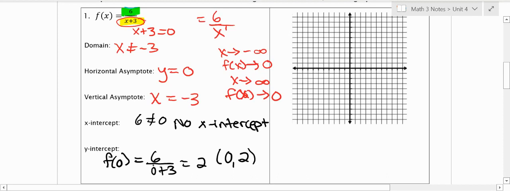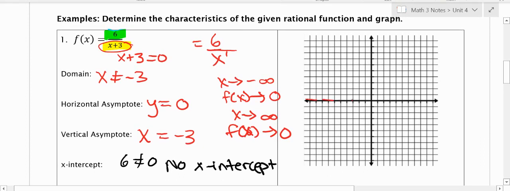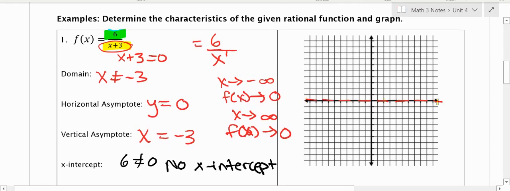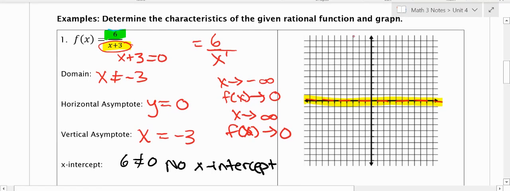Now we have all of these components, and we're going to use them to graph. When we do our graph, make it nice and big, the first thing we're going to do is sketch our asymptotes. I have one at y equals 0, so I'm going to sketch a horizontal line there and highlight it so it's easier to see. I'm going to have a vertical line at x equals negative 3, so I'm going to sketch that.